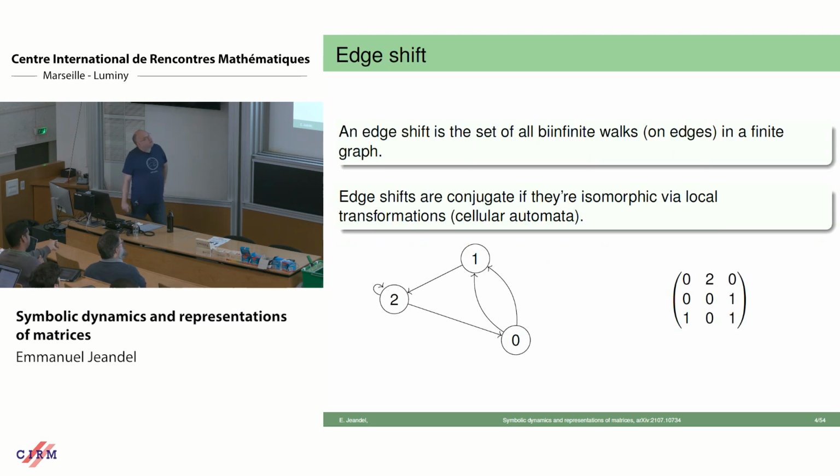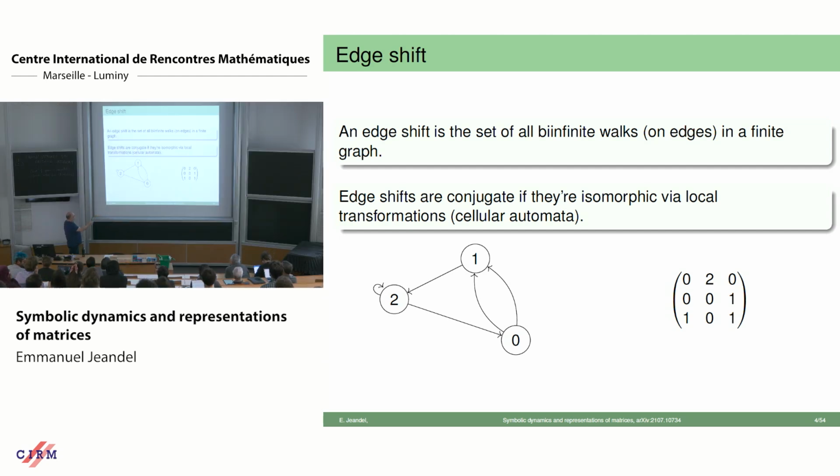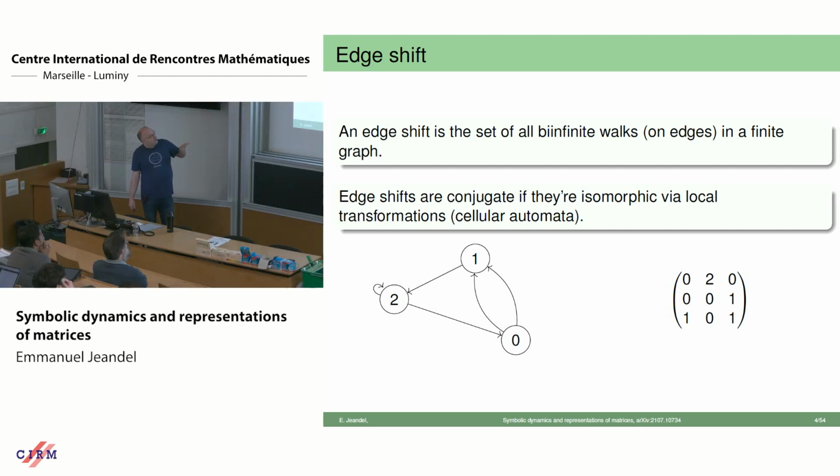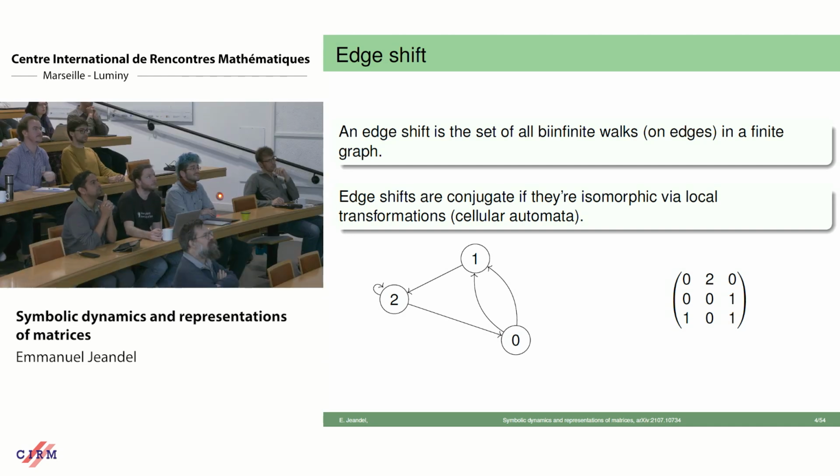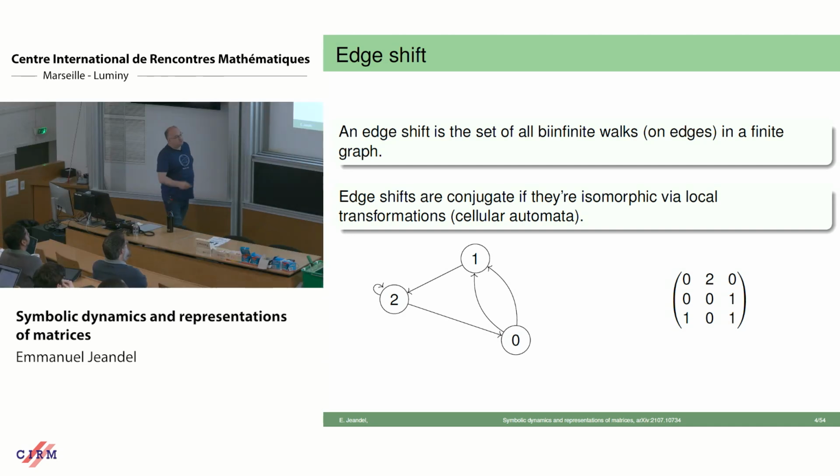So as you may know, in dimension 1, the most important shifts of finite type are the edge shifts, that are the set of bi-infinite walks in some graph. And this graph is entirely characterized by its matrix. And instead of trying to understand the conjugacy problem on the graph, you can try to understand it on the matrix. So the conjugacy problem is to know if the sets of bi-infinite walks are isomorphic up to some cellular automata. And you can rephrase it in terms of matrices. And this is how you do it.